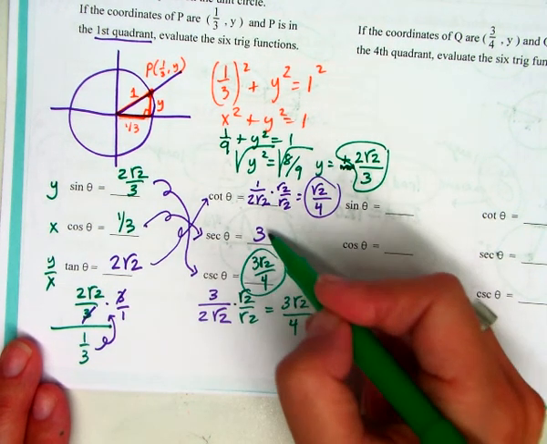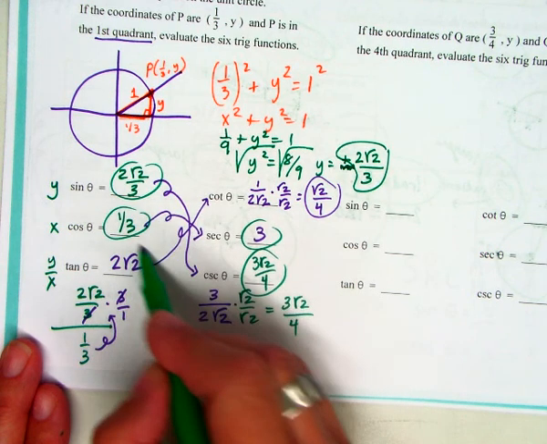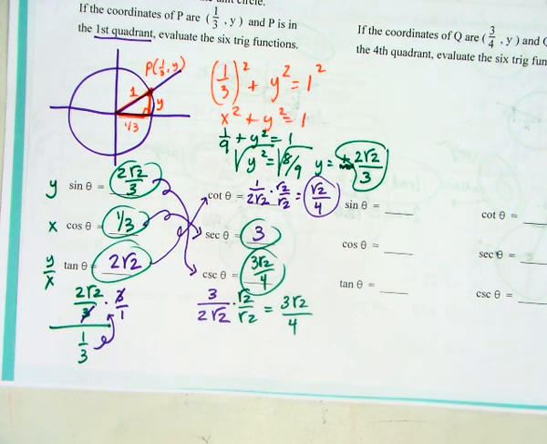And then when you're done, you kind of want to go back and check your signs. Well, since I was in quadrant 1, all students take calculus, quadrant 1, all are positive, so everything should be positive. Nice and easy. Okay.